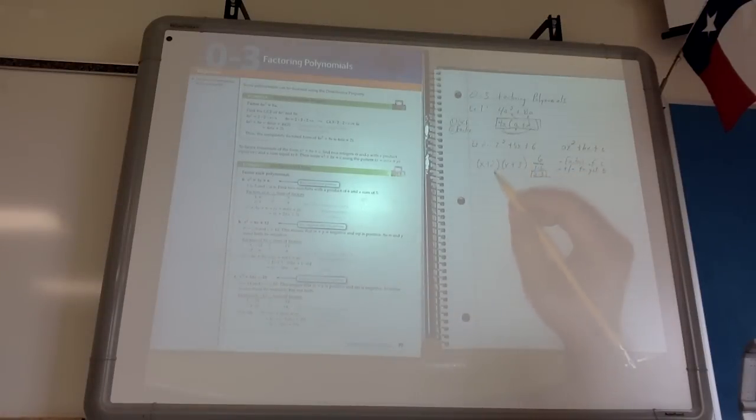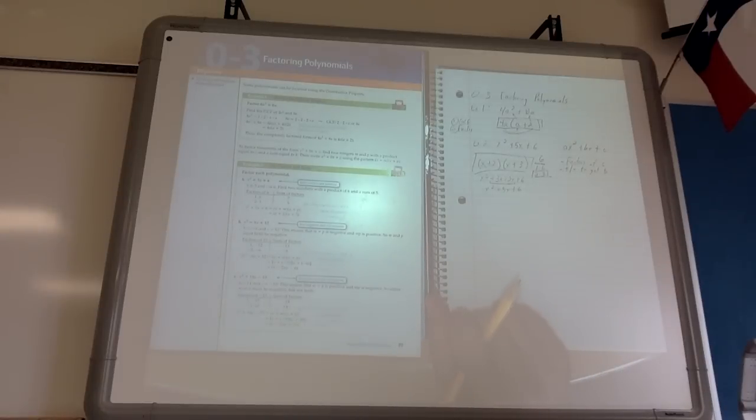The bottom line, we can check it quick and make sure we're right. When I FOIL, x times x is x squared. Outer, x times 3, positive 3x. Inner, 2 times x, positive 2x. Last, 2 times 3 is positive 6. When I combine that middle term, I get x squared plus 5x plus 6. Is that the same as where we started? Yes, it is. I know that that represents the two factors of the example. And this again was example 2, and that was actually part A.